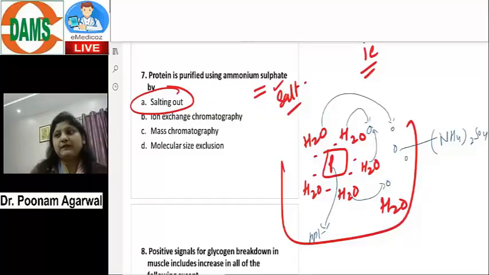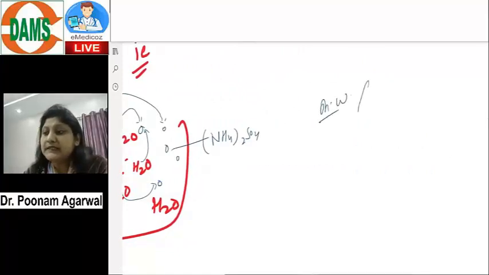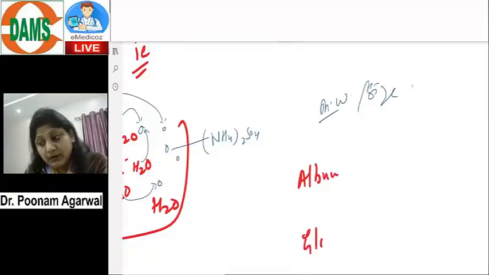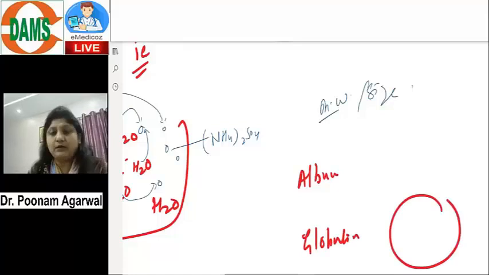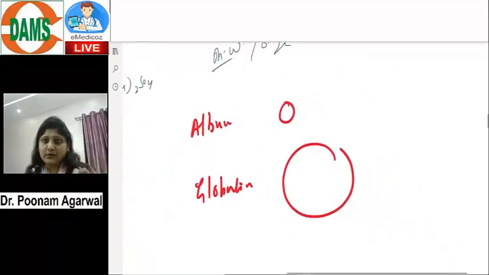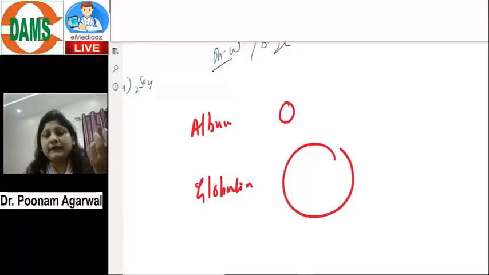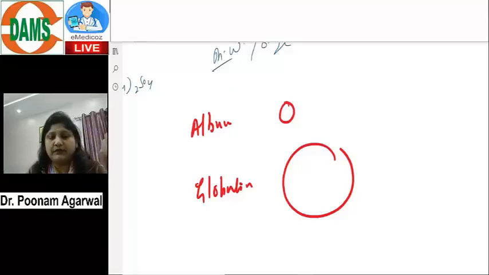Now, how much ammonium sulfate will you need to precipitate the protein? It depends upon the molecular weight and size of the protein. For example, take albumin and globulin. Globulin is a big protein and albumin is a smaller protein. Suppose you take 10% albumin in one beaker and 10% globulin in another. The number of molecules will be more in albumin because of its small size.